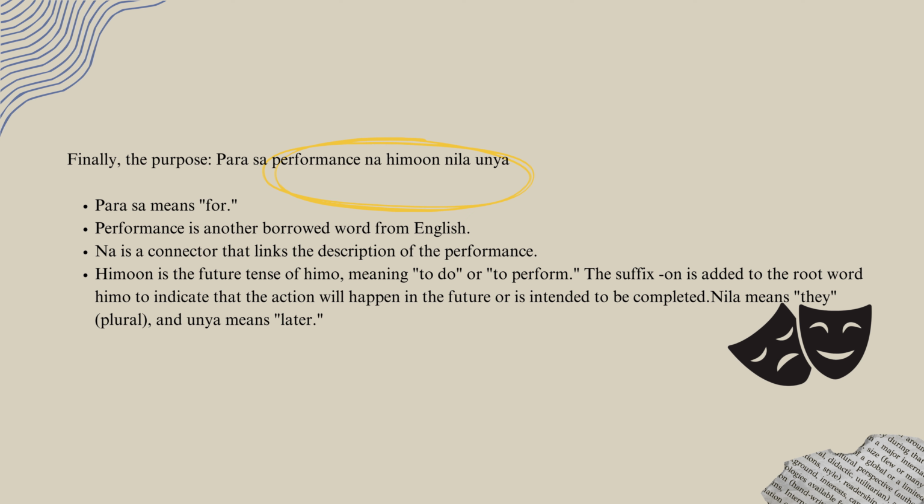The suffix on is added to the root word himo to indicate that the action will happen in the future or is intended to be completed. Nila means they, plural, and unya means later.